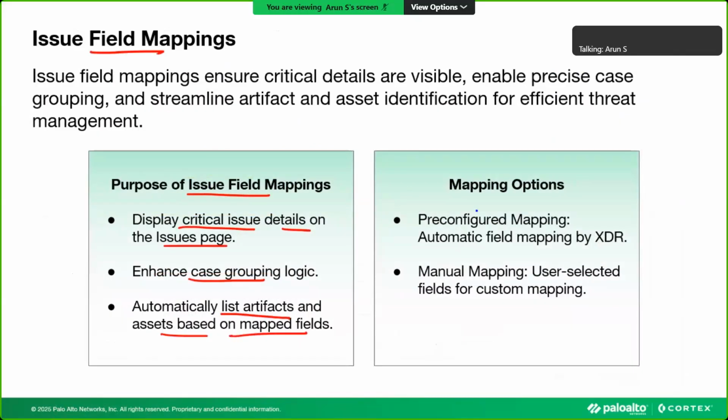Okay, so what are the options? Either we can go for pre-configured mapping, which is done automatically. So automatic field mapping is done, or you can do manual mapping, that also you can do. That is, user selected fields for custom mapping. So whatever fields we select, based on that, the mapping is done.